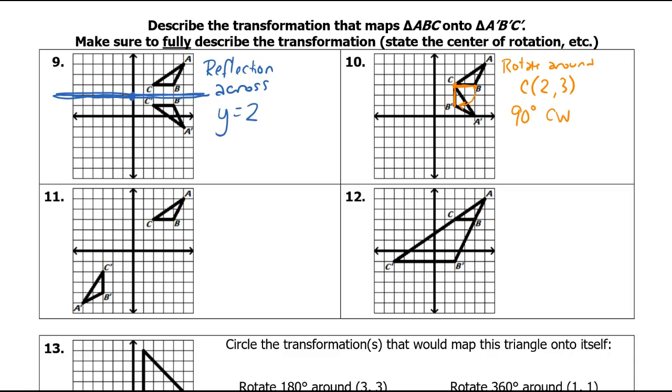Those labels are important here. That gives me all the information I need to know about a rotation: the center of rotation, the amount of rotation, and the direction, that this one was clockwise.